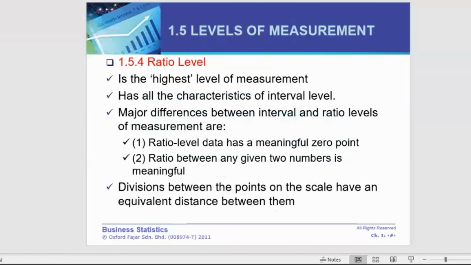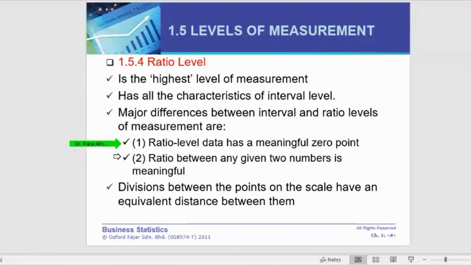The most famous example of the interval level is temperature, the Celsius degree. And type number 4, we call it the ratio level, which is the highest level of measurement, the most advanced level. As I mentioned, each level is one step higher than previous levels. So the ratio level has all characteristics of the previous levels, the interval level. The major difference between interval level and ratio level is that ratio level data has a meaningful 0 point.